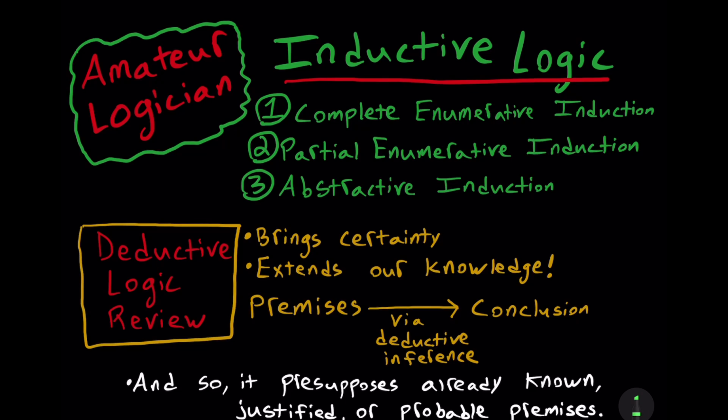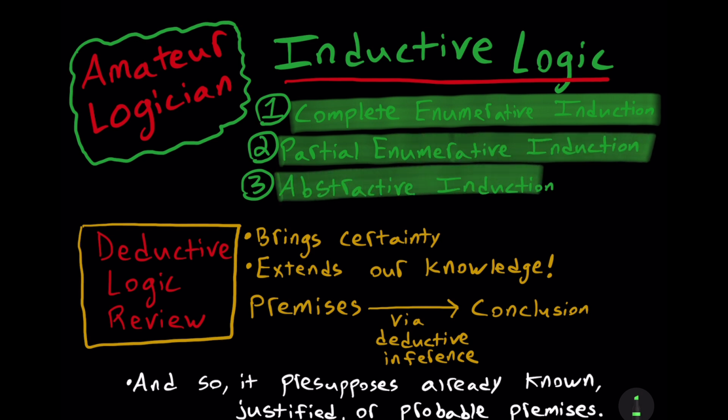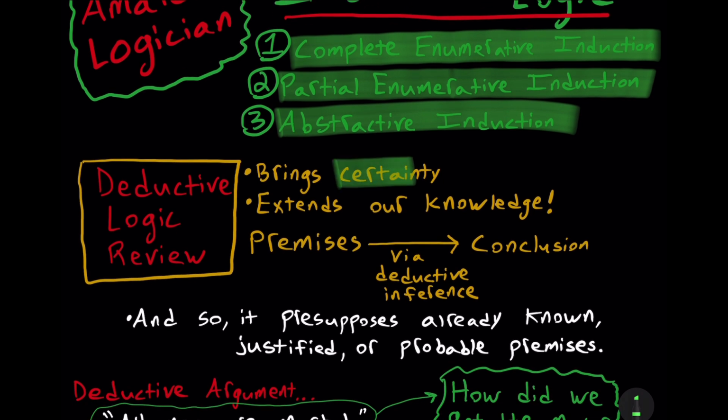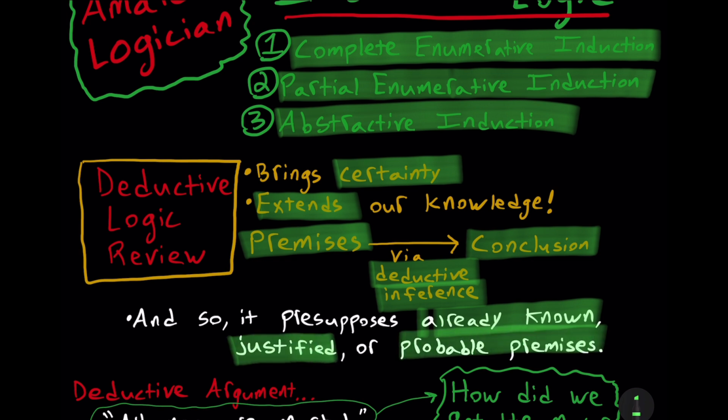In this video, we're going to study inductive logic, and we're going to preview complete enumerative induction, partial enumerative induction, and finally abstractive induction. Now recall, in deductive logic, deduction brings certainty. It extends our knowledge, and if we have true premises and we follow the laws of deductive inference, then the conclusion from a deductive argument is guaranteed to be true. That's precisely how it extends our knowledge. But this means that such a deductive argument presupposes already known, justified, or probable premises. And the question is, where do we get these premises?